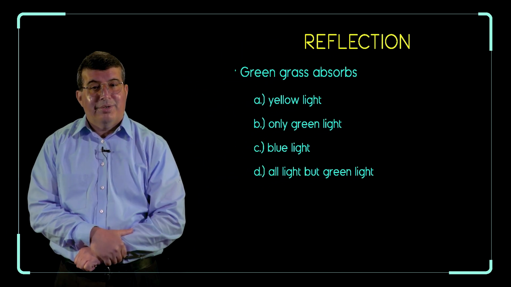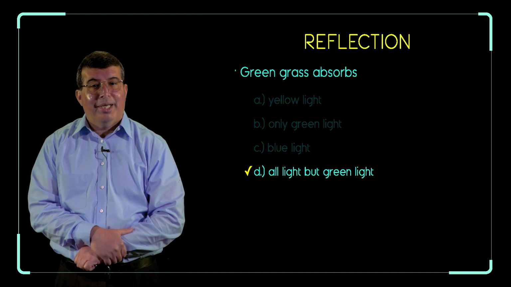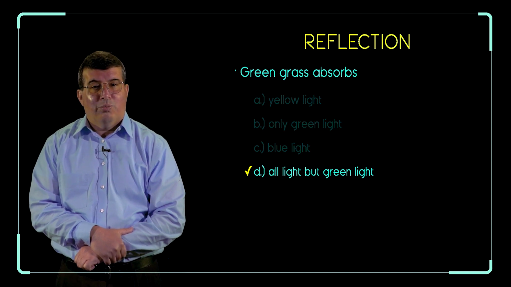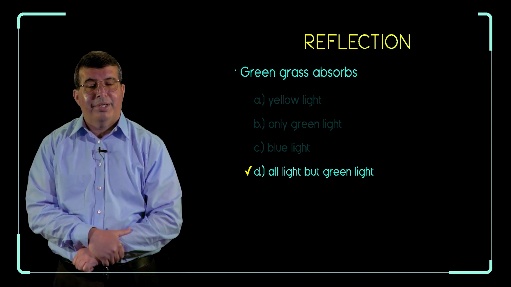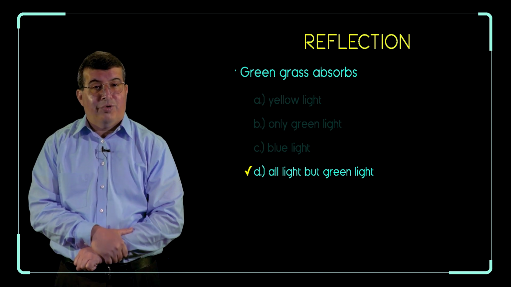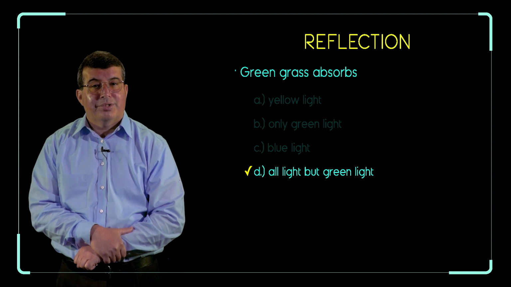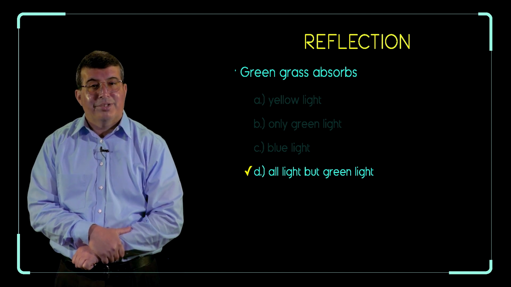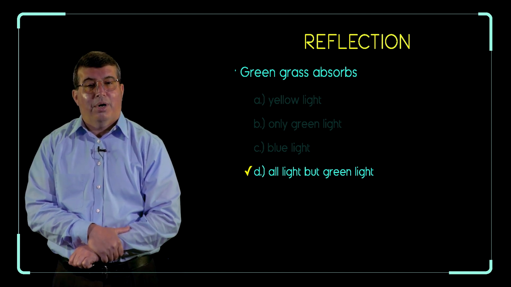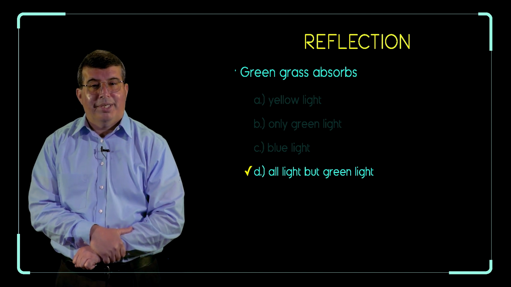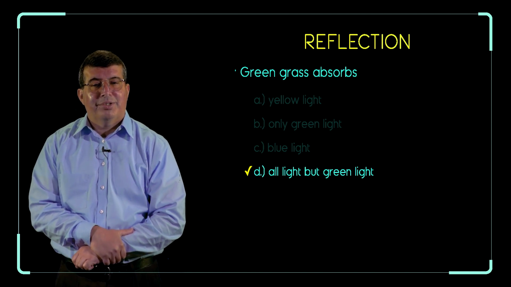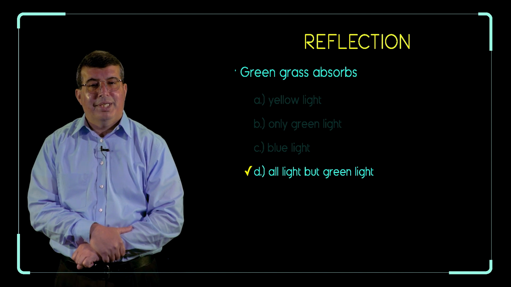And the best answer here is D, all light but green light. So if white light were to shine on green grass, that green grass would reflect the green light and absorb everything else. So that's another way of saying why green grass is green, because it absorbs all of the light but the green light and then reflects the green light to us. So the correct answer is D, green grass absorbs all but green light.